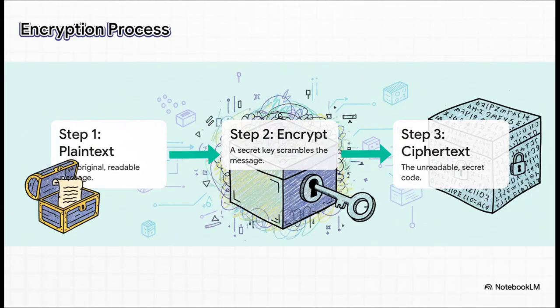So really, it all boils down to these three simple steps. You start with your message, the plaintext, then you use a key to encrypt it, and what comes out the other side is that secret code, the ciphertext. That scrambled up code is what actually travels across the internet, totally safe from any prying eyes.